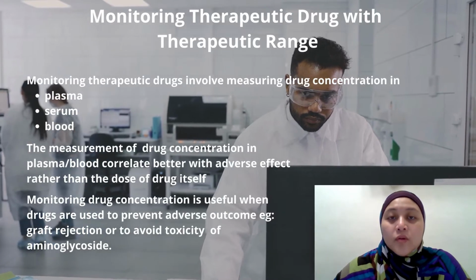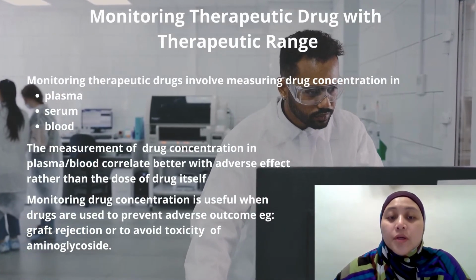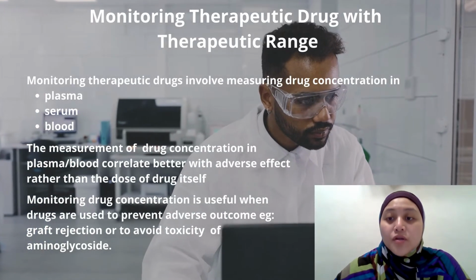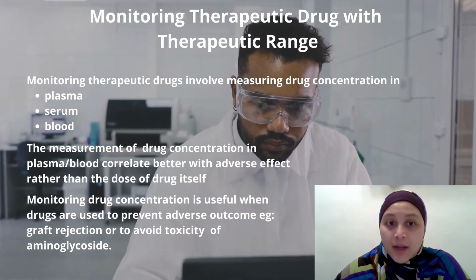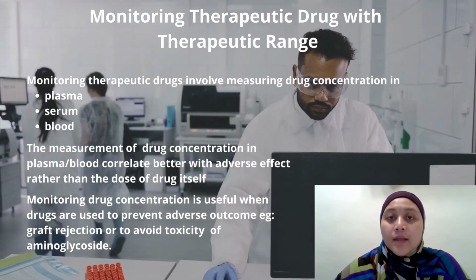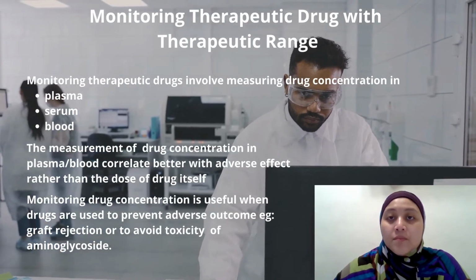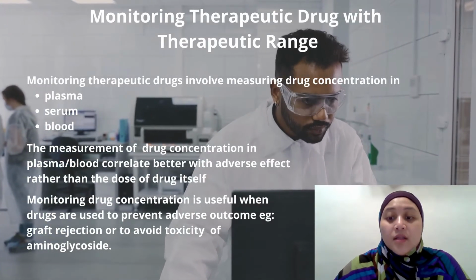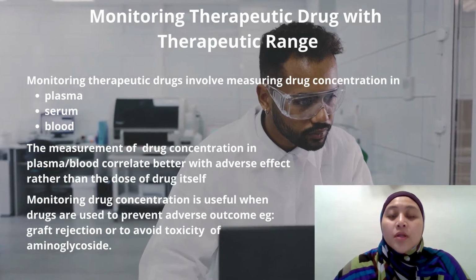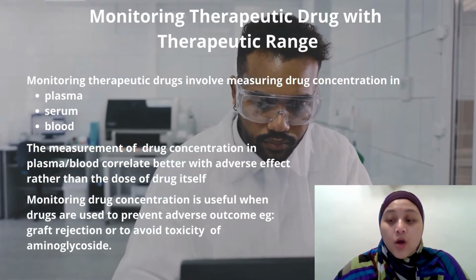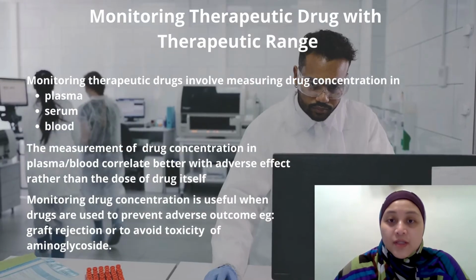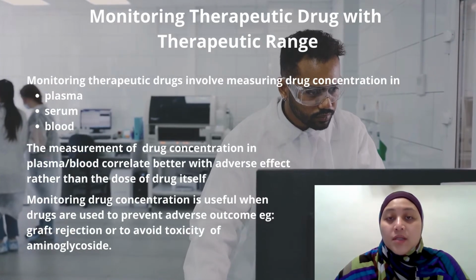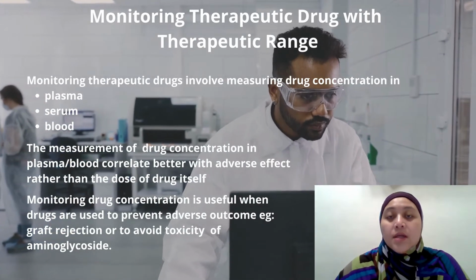In this module, I would also like to introduce you to monitoring therapeutic drugs with therapeutic range. Monitoring therapeutic drugs involves measuring drug concentration in plasma, serum, or blood. The measurement of drug concentration in plasma or blood correlates better with adverse effect than the dose of the drug itself. Monitoring drug concentration is useful when drugs are used to prevent an adverse outcome, for example graft rejection, or to avoid toxicity. An example would be antibiotics, the aminoglycosides.